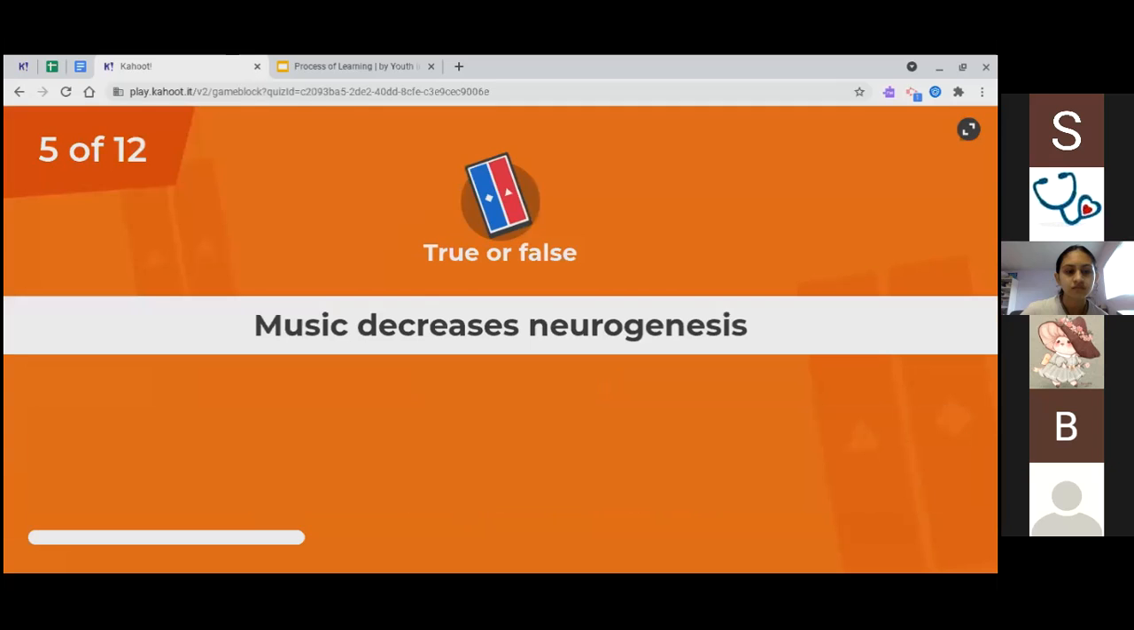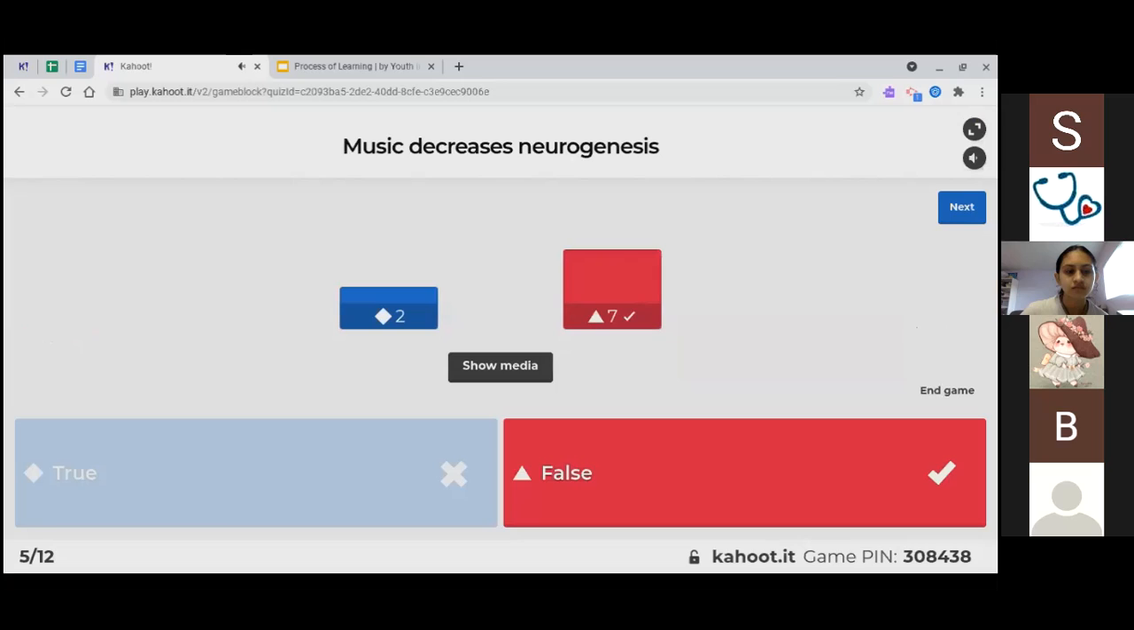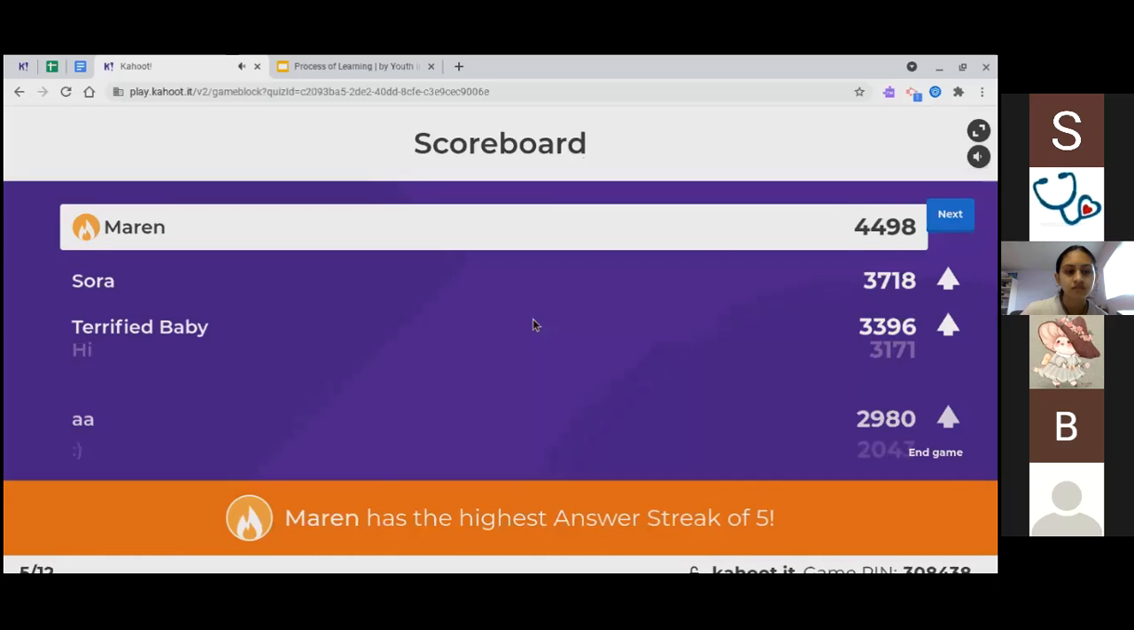The next one is a true or false. Music decreases neurogenesis. This is false. Music has more benefits than it does bad consequences.